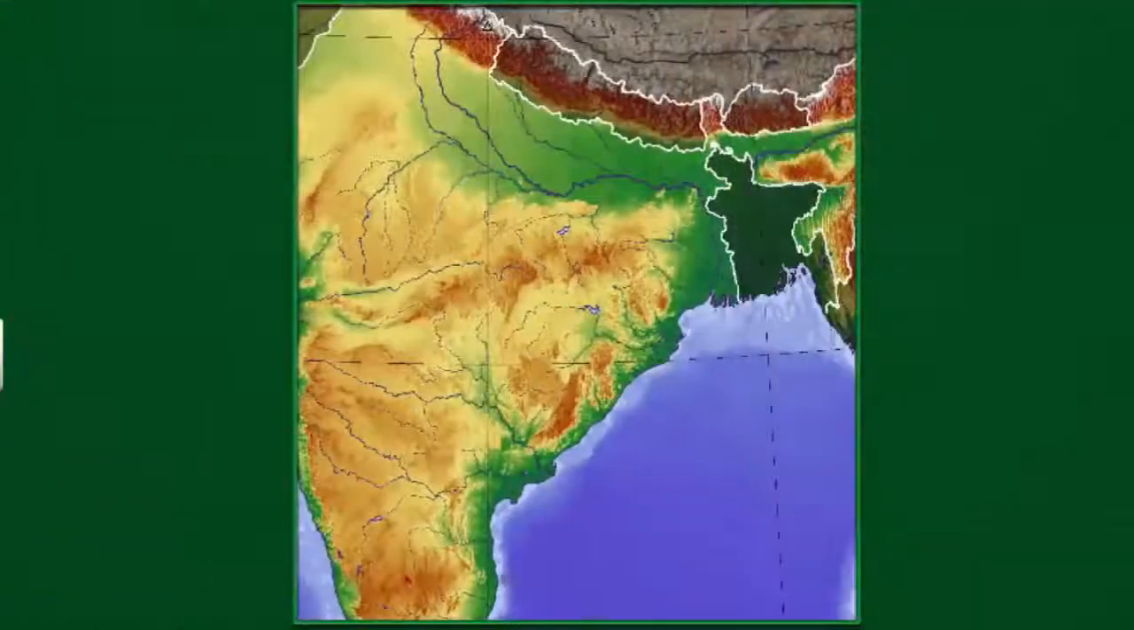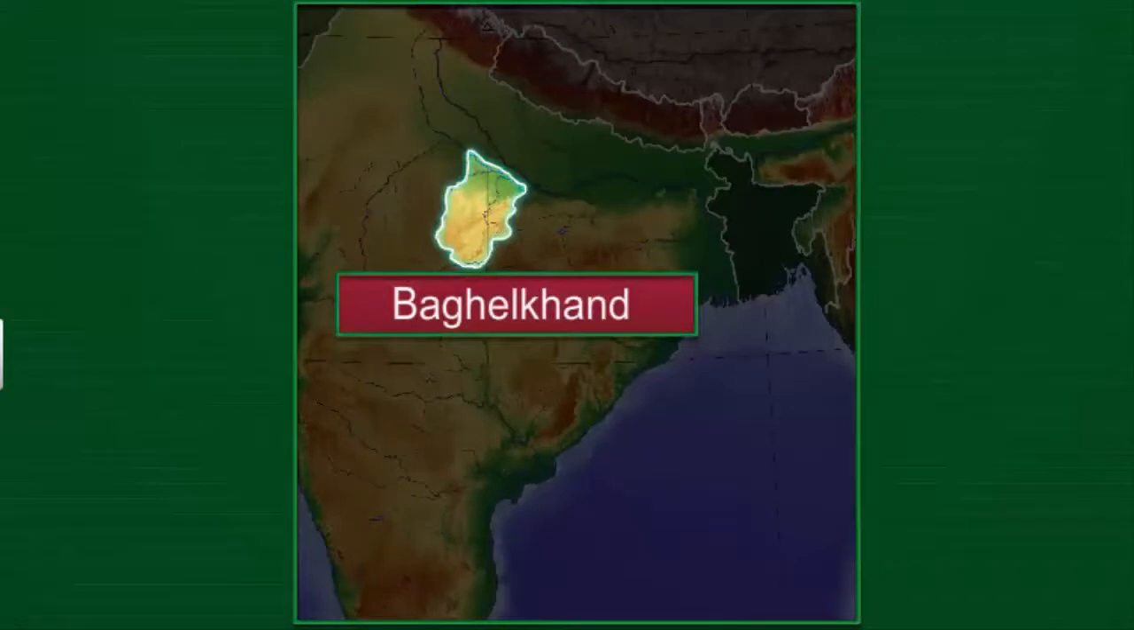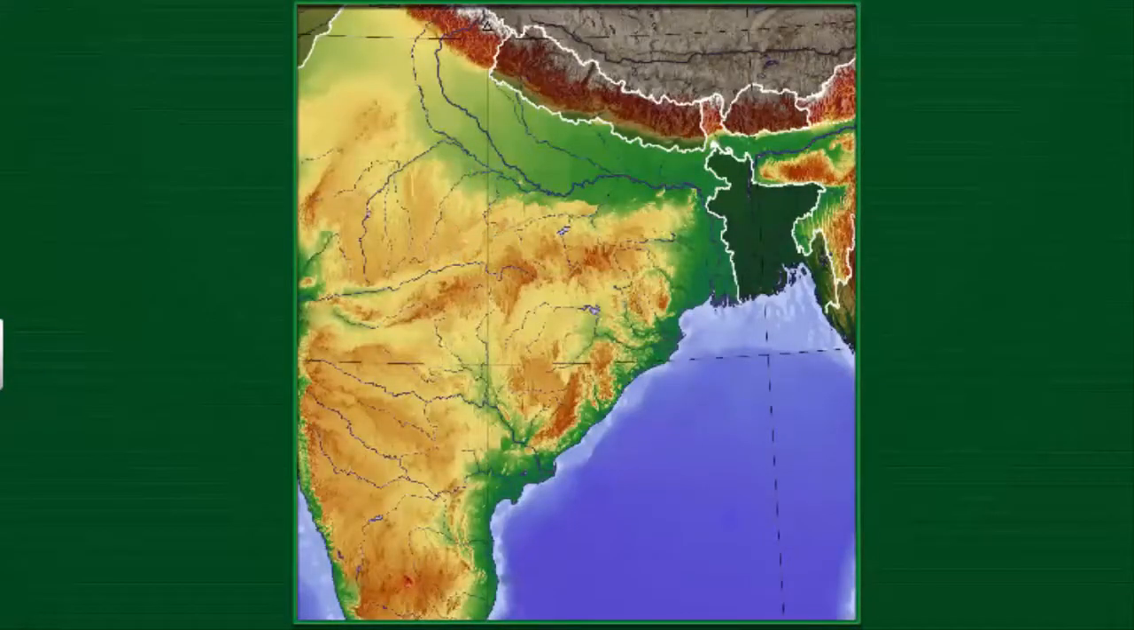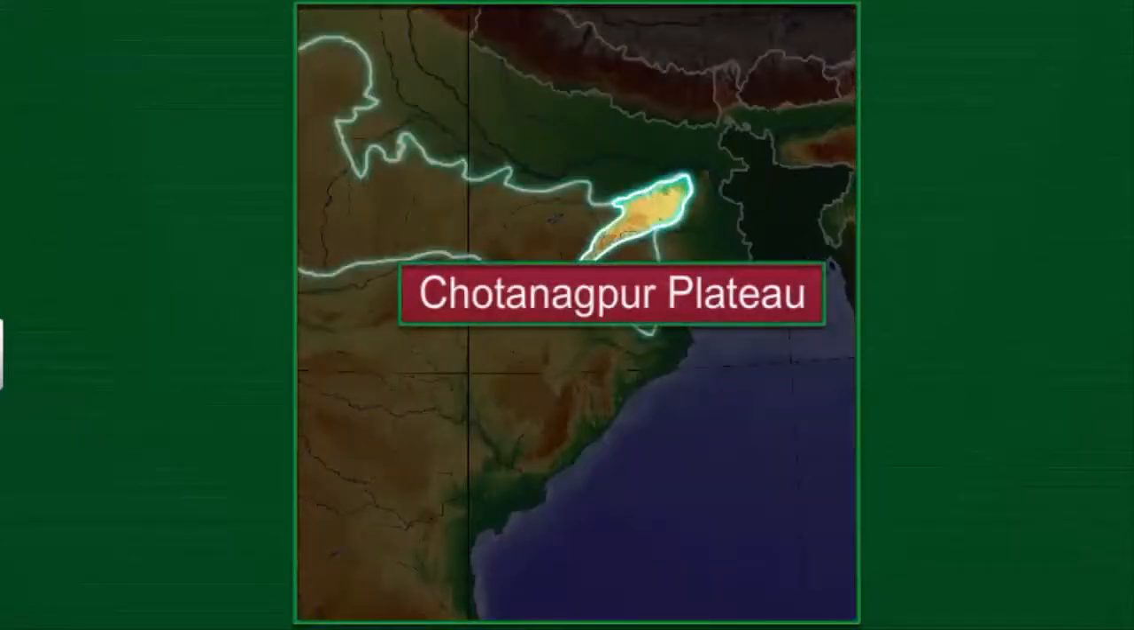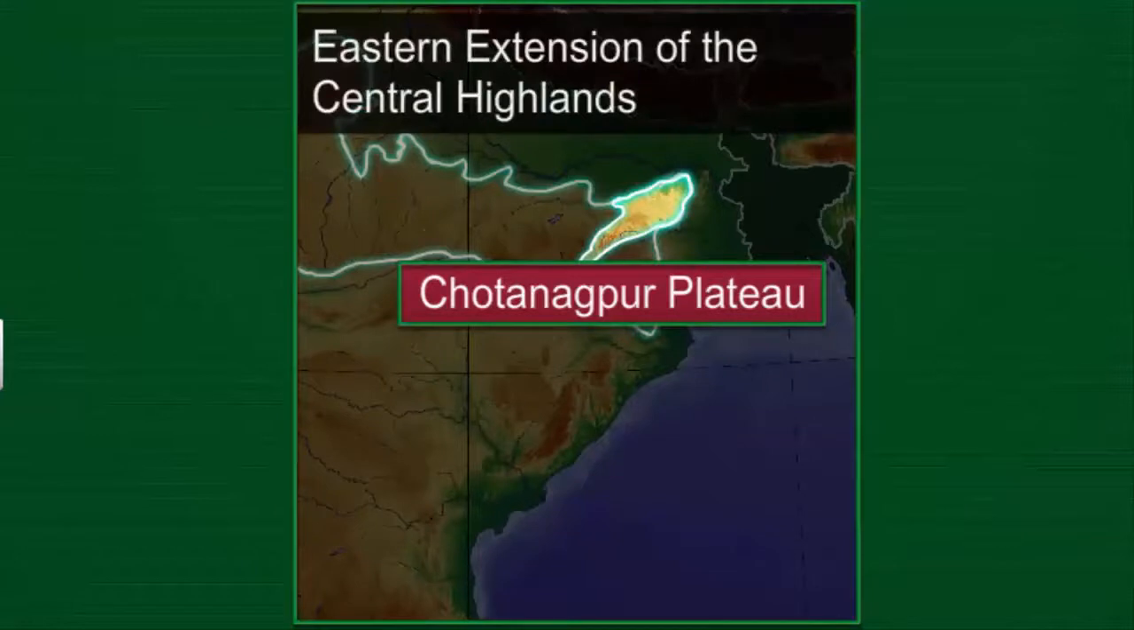Further east, you will come across the Chota Nagpur Plateau. This is the eastern extension of the Central Highlands. The Damodar is an important river that drains this region.